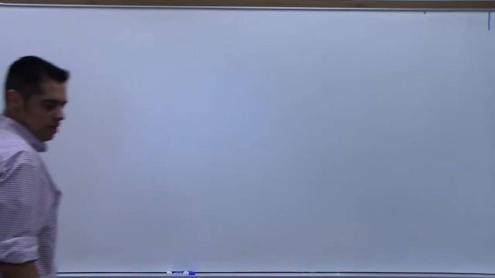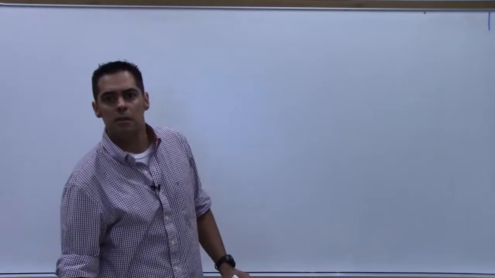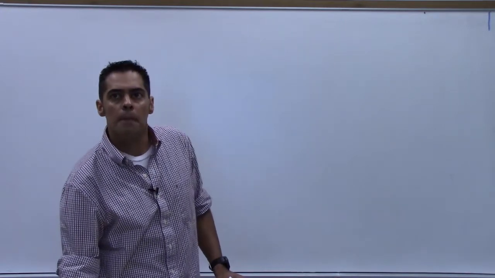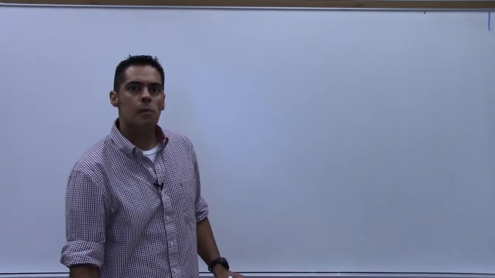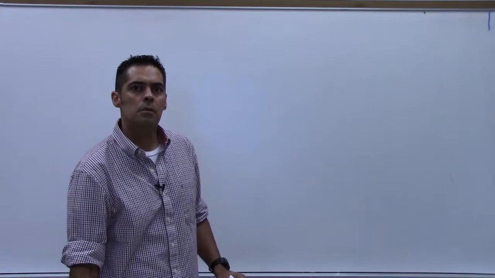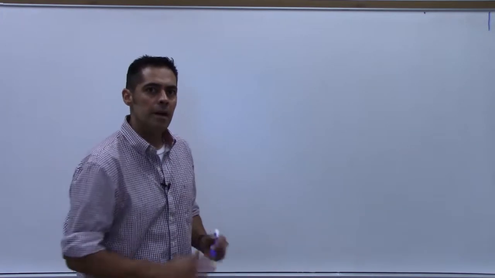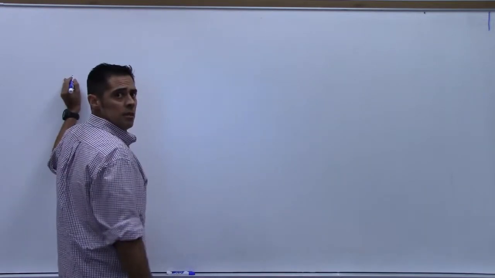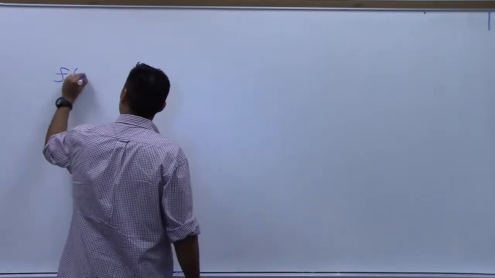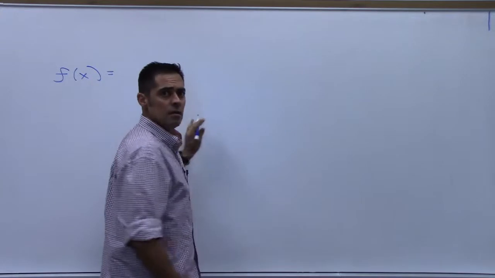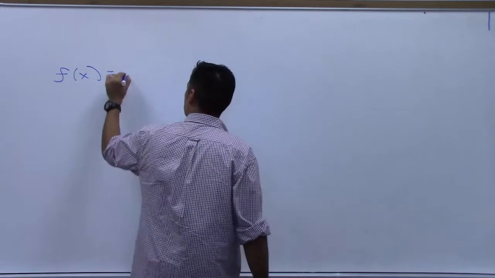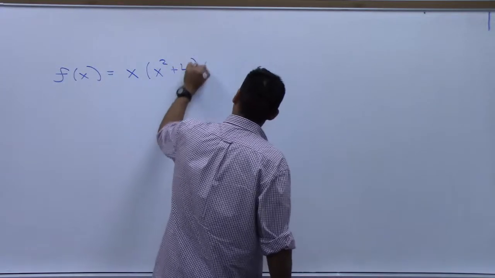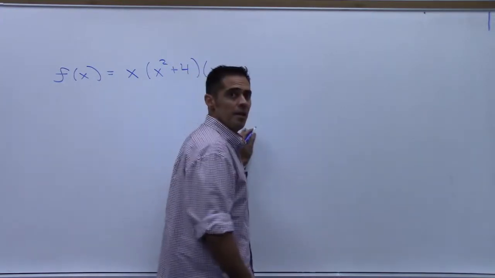All right, so which one did you have a question on? Number 4 and number 6. In regards to the x squared plus 4 equals 0. Okay, so let's take a look at number 4. f of x is x times x squared plus 4 times x minus 3.